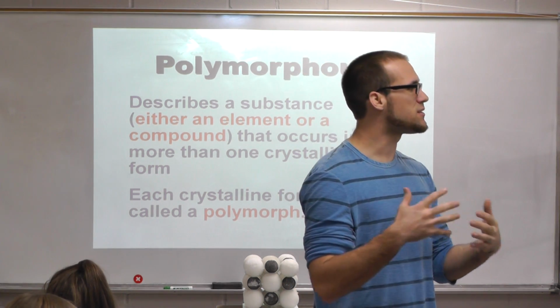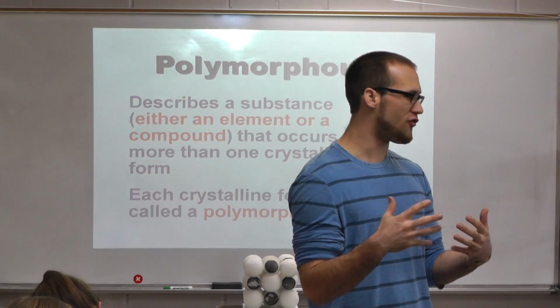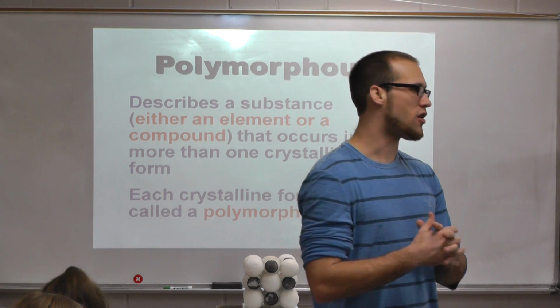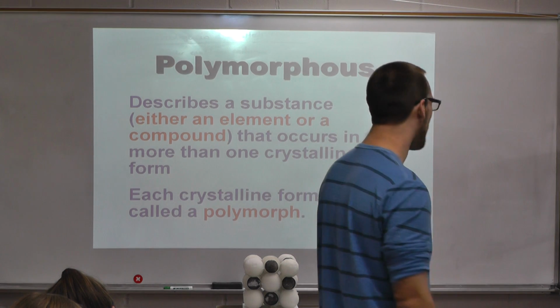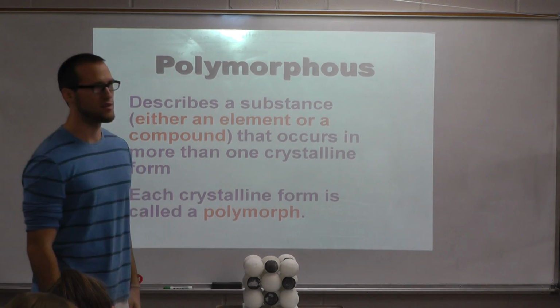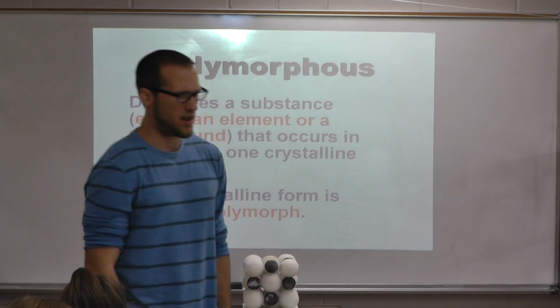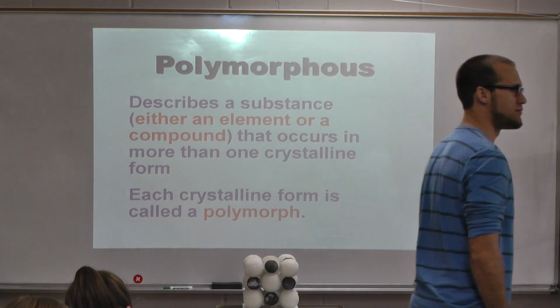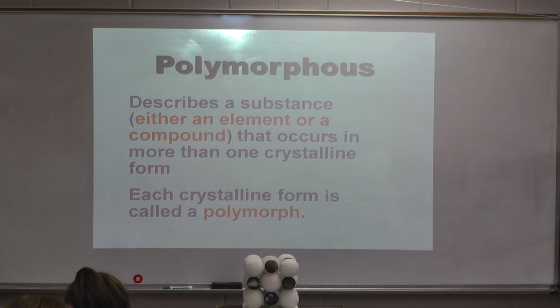When they have multiple solid forms that they can have, we call it a polymorphous, or we would say each of those forms is called a polymorph. Think of it, maybe this might help, just think of it as being able to morph. What does that mean? Change, right?